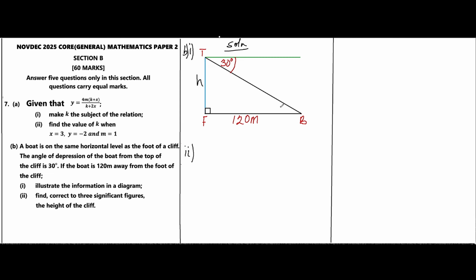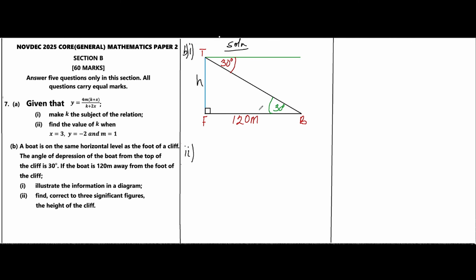So we equally need an angle within the right angle triangle. And we could see that this 30 degrees angle alternates with this particular angle. So if this angle measures 30 degrees, then here must also measure 30 degrees, because we know that alternating angles are equal. So these two angles here are alternating. So this angle also measures 30 degrees.